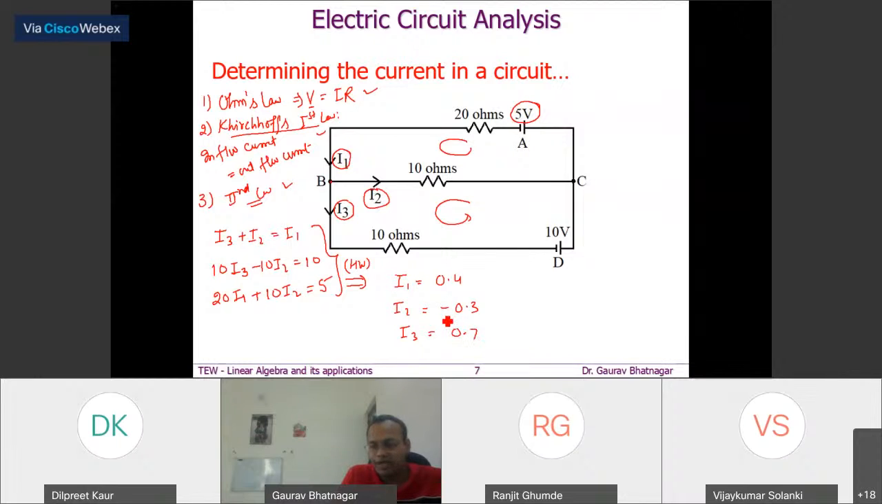Now the observation which you need to make is with respect to this I2. The value of I2 is negative. So the meaning is that the direction given in the circuit is not correct. If this is going to be the correct direction, then I am going to get all positive values. So I2 is flowing in this direction rather than this direction. And after getting this value, you can always correct this particular point in the circuit diagram.